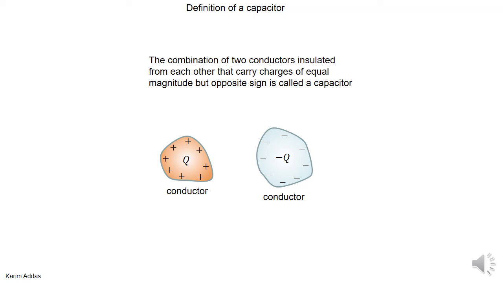In these slides, we want to give a definition of what a capacitor is. So a capacitor: if you have two conductors and they are separated by some distance, they're not connected to each other, and one conductor has a charge Q and the other one has a charge minus Q, this combination of two conductors with these properties is called a capacitor.